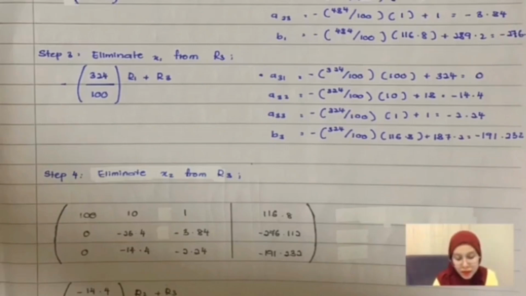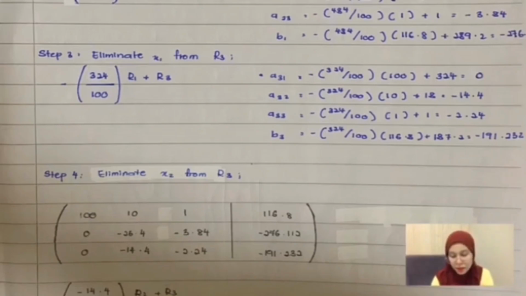The step is the same as before. So the answer for A31 is 0, for A32 we will get negative 14.4, A33 is negative 2.24, and the last one is B3. The answer is negative 191.232.